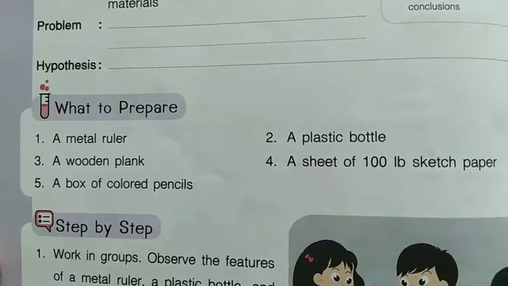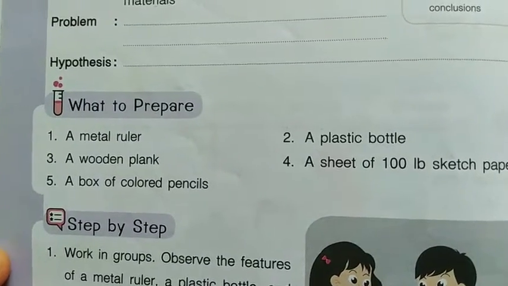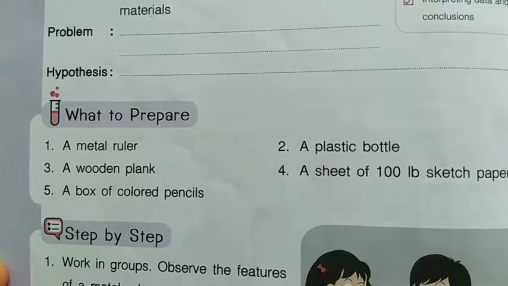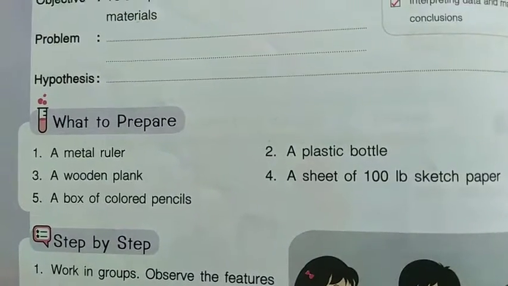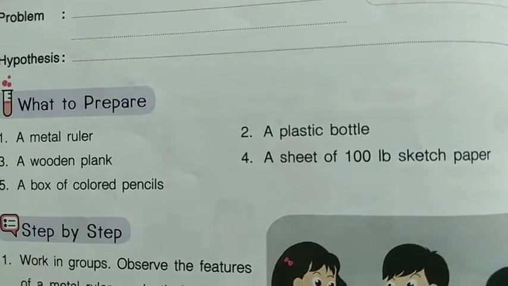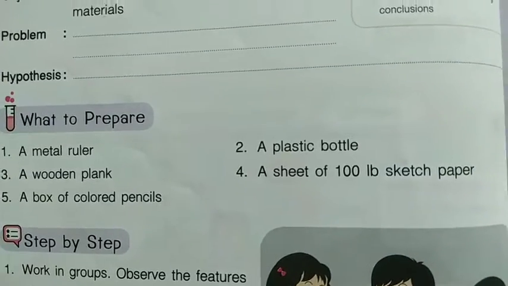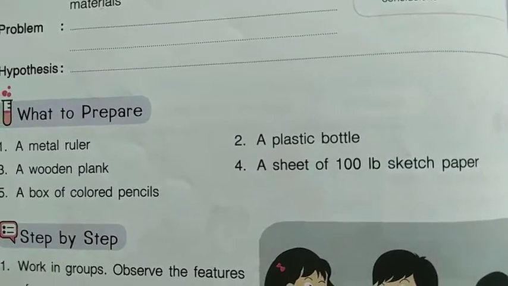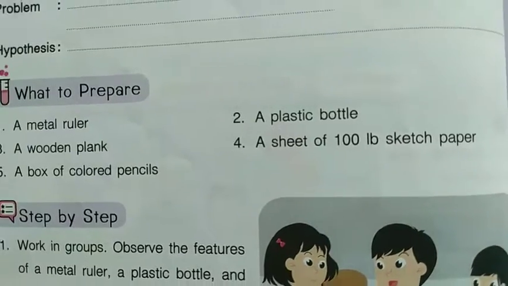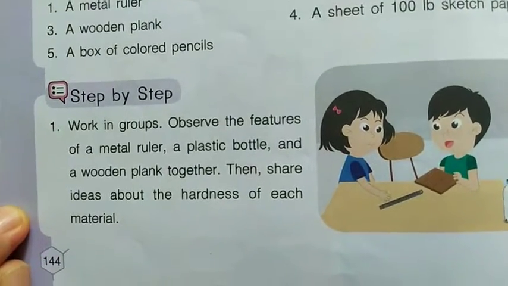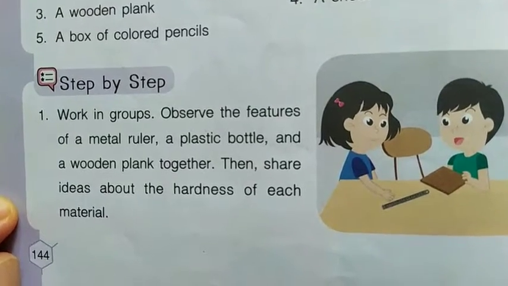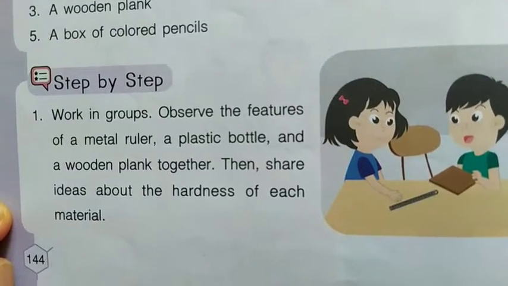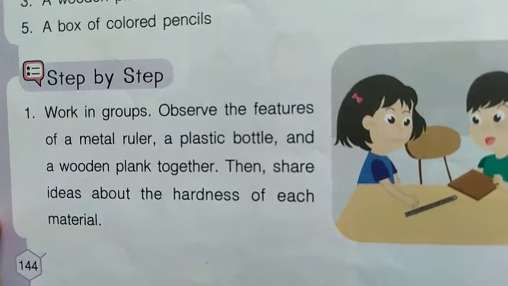A metal ruler, a wooden plank. I don't have that. I don't have the metal ruler. A box of colored pencils. Well, I don't have either. A plastic bottle. A sheet of 100-pound sketch paper. I don't have it. Then you can follow the steps here. It says work in groups, but you don't have groups this pandemic. You can modify that, change it.